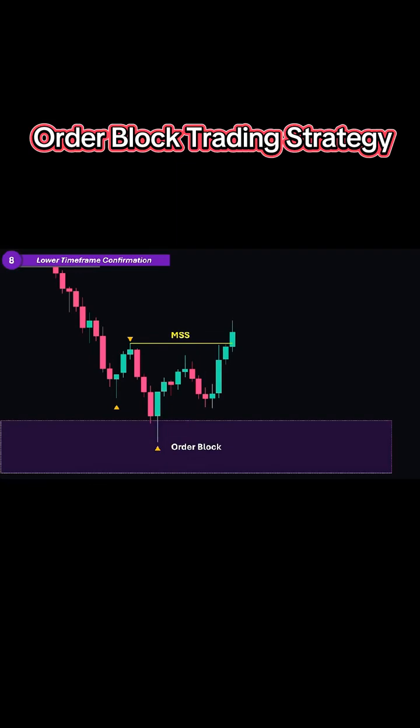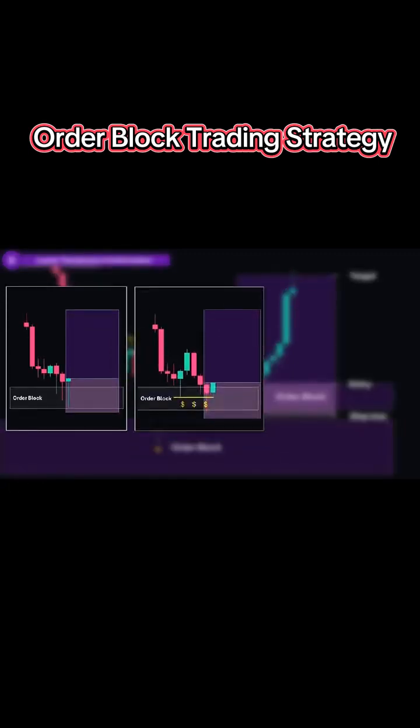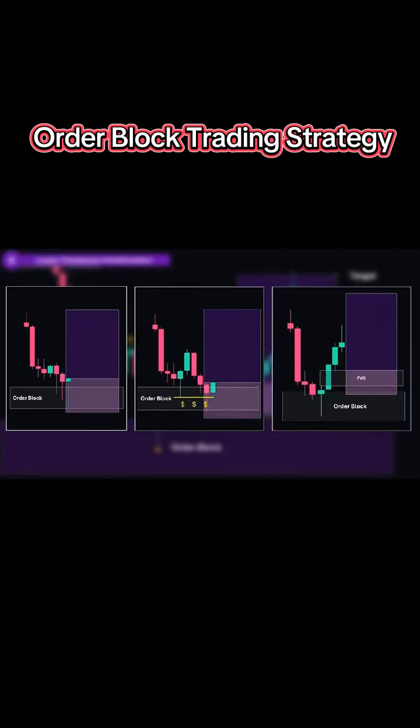For the entry, you can wait for a lower time frame order block to form. This provides a much more precise entry with a smaller stop loss and bigger reward. This not only increases the probability of the setup, but also improves the risk-to-reward ratio. You can also look for signs such as strong rejection candles, liquidity sweeps, or a fair value gap forming as a reaction to an order block. These confirmations can be added as additional reasons for the higher time frame order block to work.